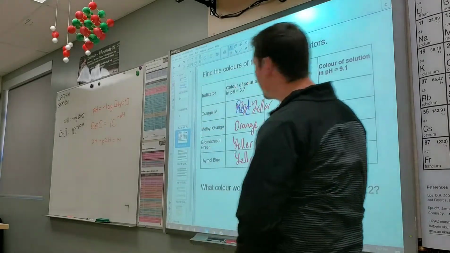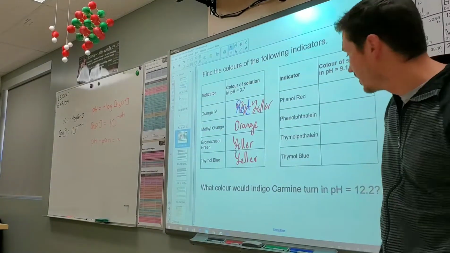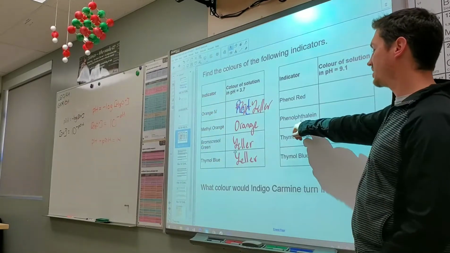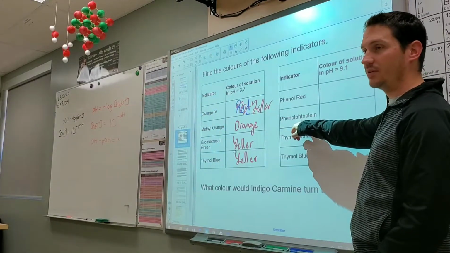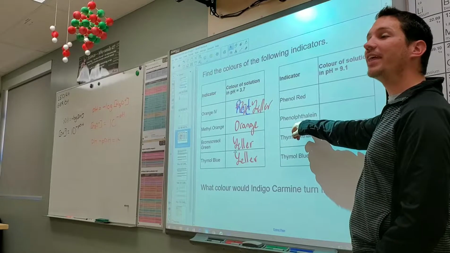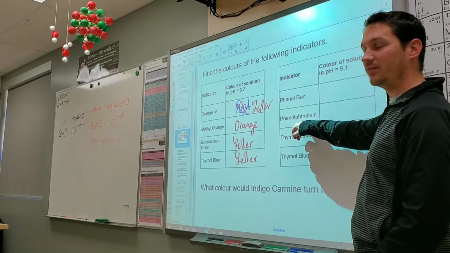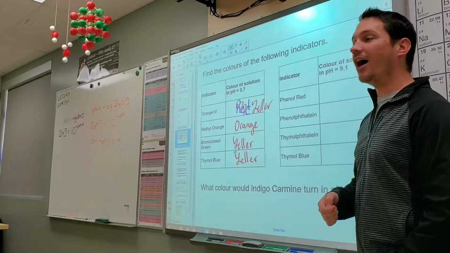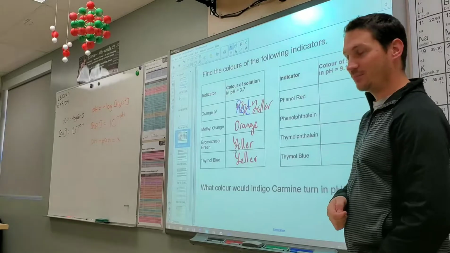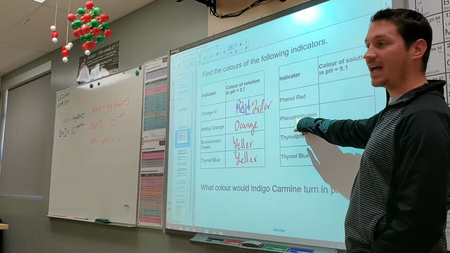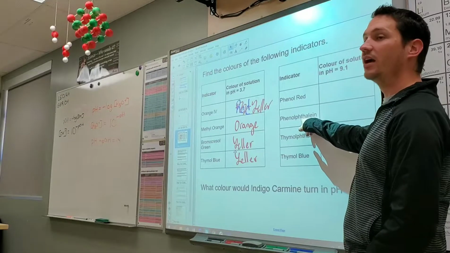Perfect. I would like you to do the other ones for me, please. And I just want to ask you, can we all pronounce this second indicator all at the same time? Phenolphthalein. Say it with me. Okay, ready? 1, 2, 3. Phenolphthalein. Perfect. There's the dreaded F sound right into a TH.